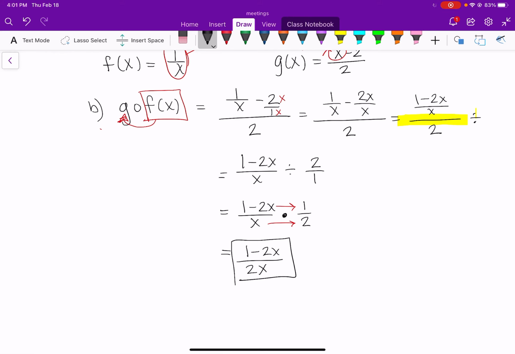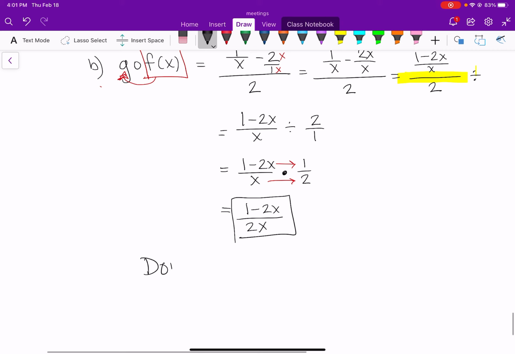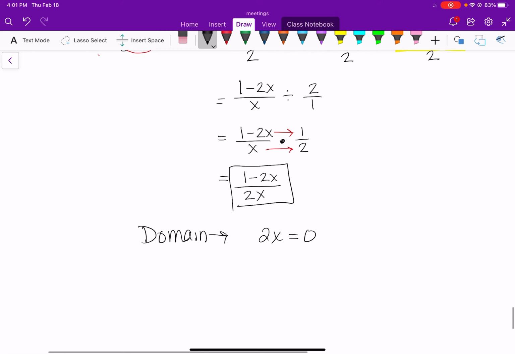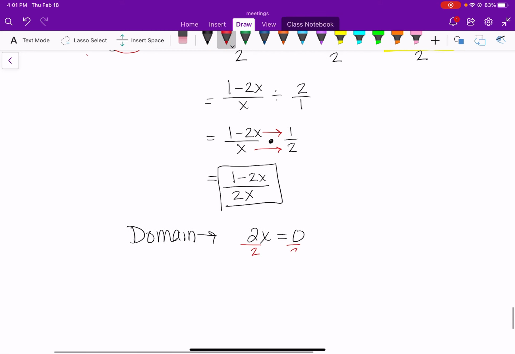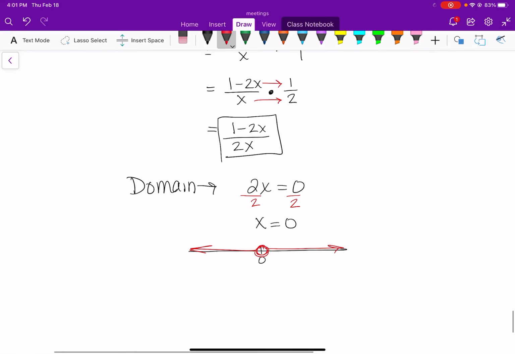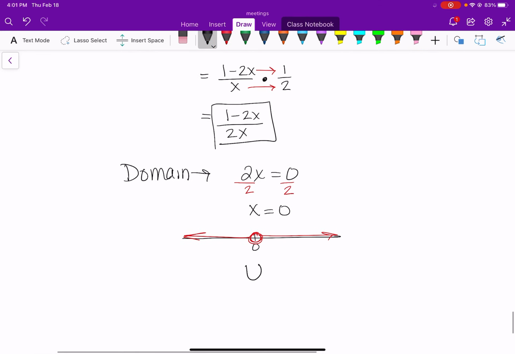Okay, and then for the domain on this guy, again, we don't need to worry about a square root, but we do have that 2x in the bottom. So we're going to set 2x equal to 0. We're going to divide both sides by 2 and find out that x can't be 0. So again, thinking of my number line, here's my 0. I have a hole at 0, but I can be anything to the right and anything to the left. I just can't be 0. So it's going to be our union here in the center. We're going to go from negative infinity to 0, and then on the right, we're going to go from 0 to infinity.